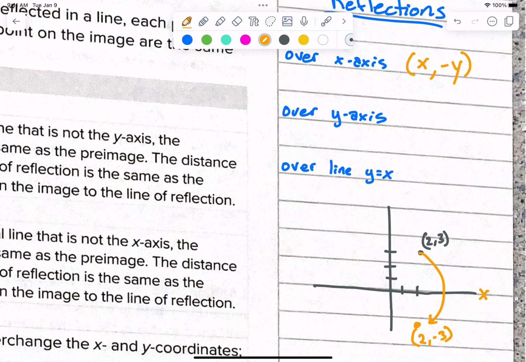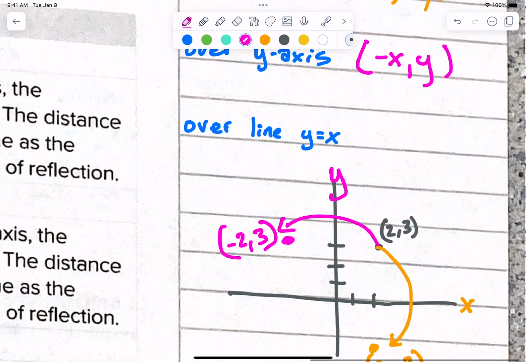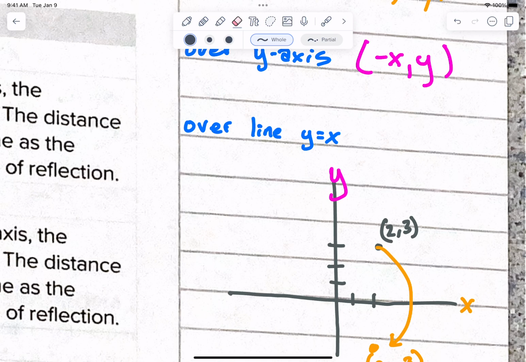If I take that point instead, (2, 3), and I reflect it across the y-axis, which is over here, what will the point become? (-2, 3). So what's the rule for over the y-axis? (x, y) becomes (-x, y). Okay, now, we maybe have seen those before. Now we're going to talk about the line y equals x. So I'm going to erase this. All that's good stuff, okay?